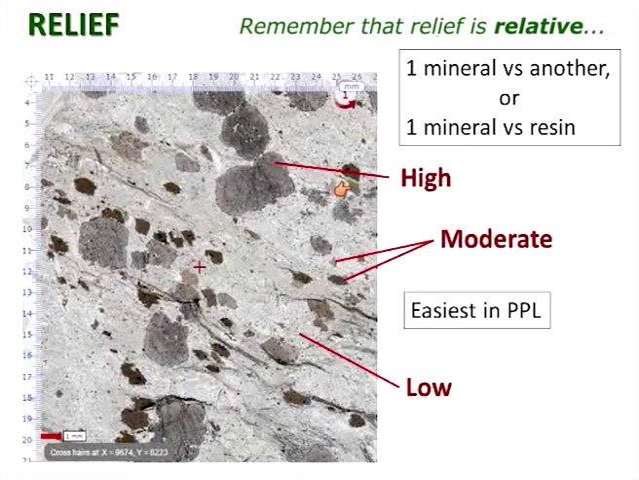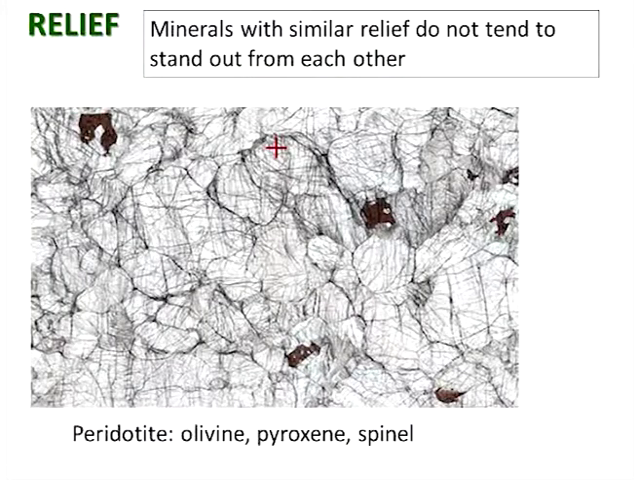You can set out in your head an idea that, okay, you've got one very high relief mineral, you've got one brownish mineral, which is rather smaller and rather lower relief, and then you've got potentially a whole load of other low relief minerals in the ground mass. That can be a very useful way to pick out the differences in a thin section. So as I say, relief is relative, so you're always looking at one mineral against another mineral, or sometimes you're looking at one mineral against the edge of the slide, against the resin that the thin section is actually made of.